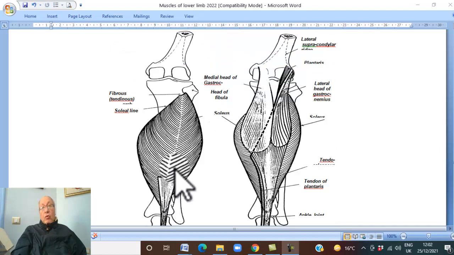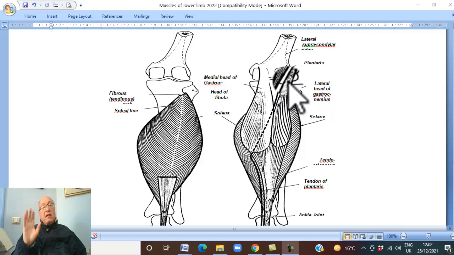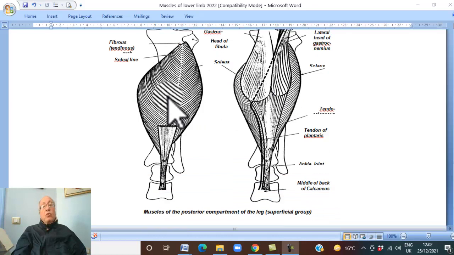What is the nerve supply of all these muscles? We said before that all these muscles take their nerve supply from separate branches of the tibial nerve in the popliteal fossa, except the deep part of soleus, which is innervated from its deep surface by a separate branch in the back of the leg. This is the superficial group: gastrocnemius, soleus, and plantaris.